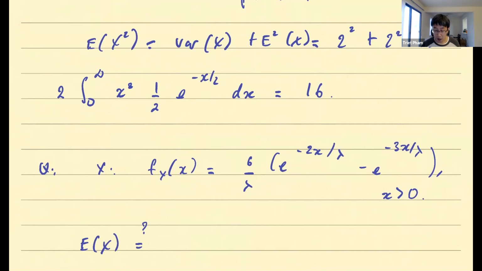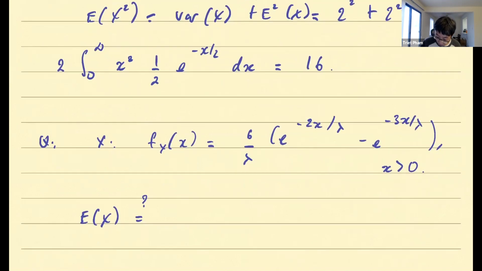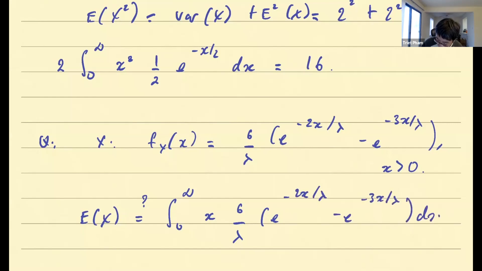Okay. So let's set up the integral. The integral will be x times 6 over lambda e to minus 2x over lambda minus e to minus 3x over lambda dx. Okay. Now, of course, the question is what is the expectation of x. So how do we evaluate this integral?